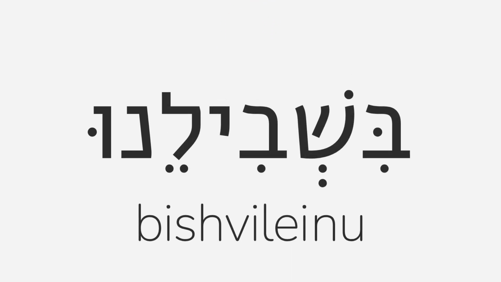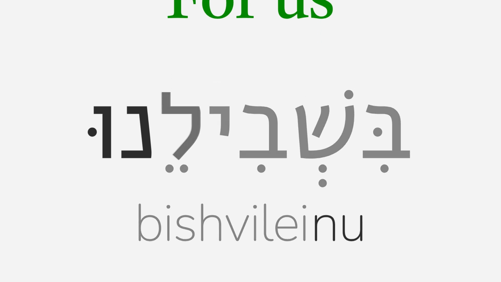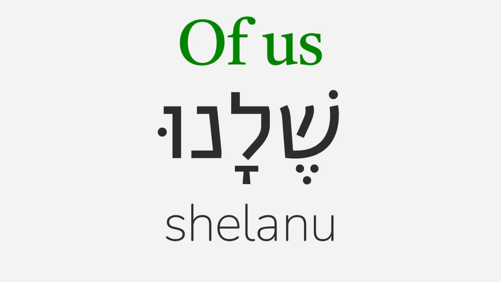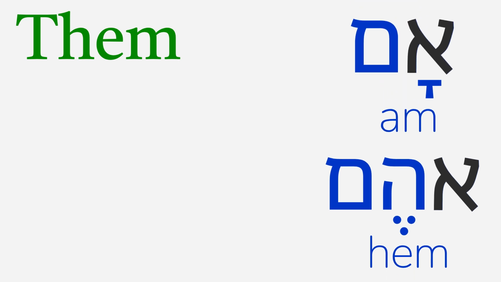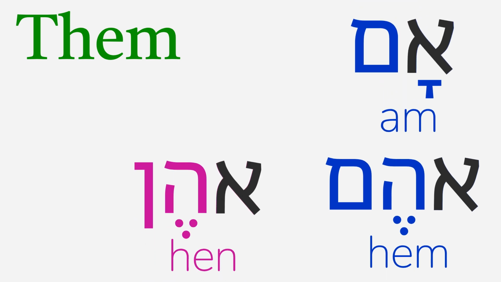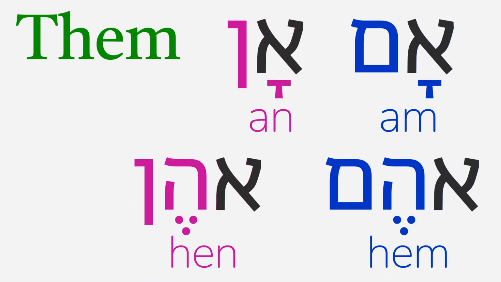This vowel will be either a tsere, "e," as in bishvilenu, for us, or a kamatz, "a," as in shelanu, of us. There are 4 different Hebrew suffixes which mean them. To masculine, hem and am, and to feminine, hen and on. Hem and hen will need a vowel between themselves and the preposition they're on, which is almost always a kamatz.